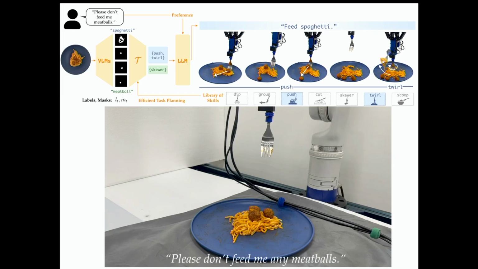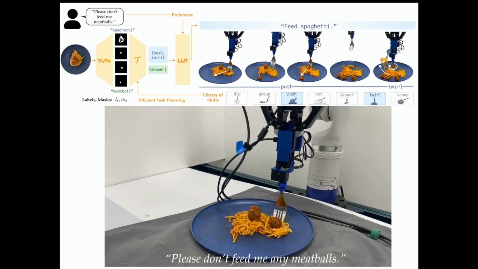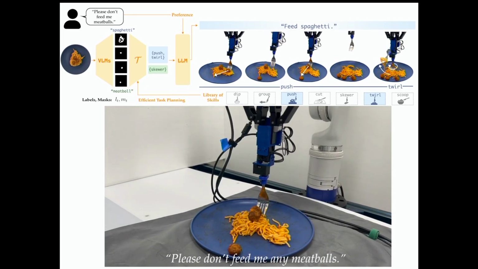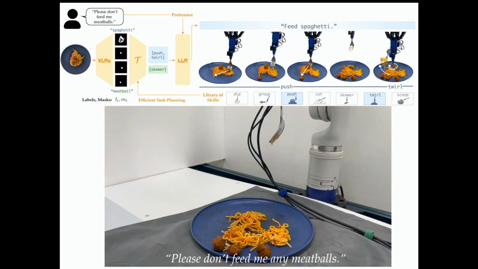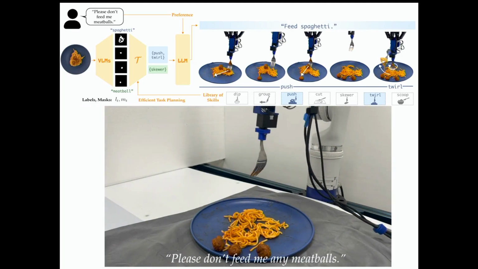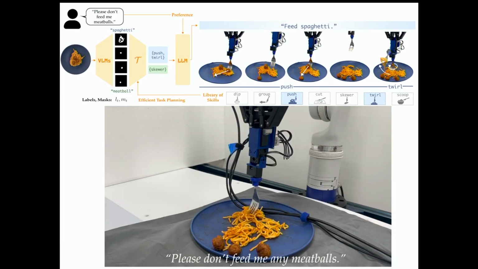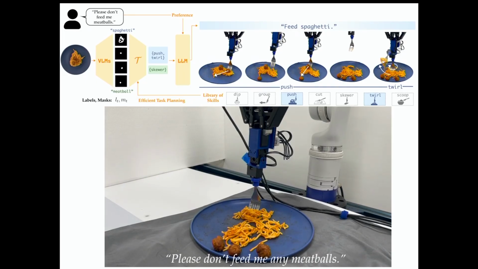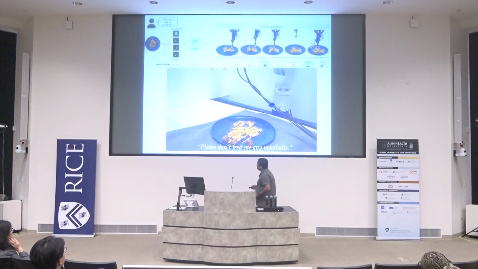So let's see. User says, please don't feed me any meatballs. Now the robot starts. First it starts to remove the meatballs. It failed, but it detected it, and it kept doing it while the meatballs are out. Then it twirled the noodles and picked them up. Next time, it figured out that there are not enough noodles to pick up, so it grouped the noodles so there are enough, and then twirled them to pick them up. All of this is done autonomously using these large models, visual language models as well as large language models, with chain of thought reasoning.